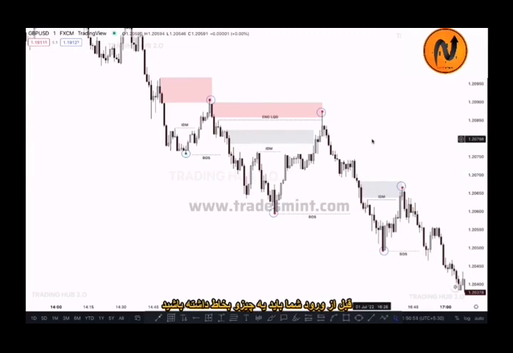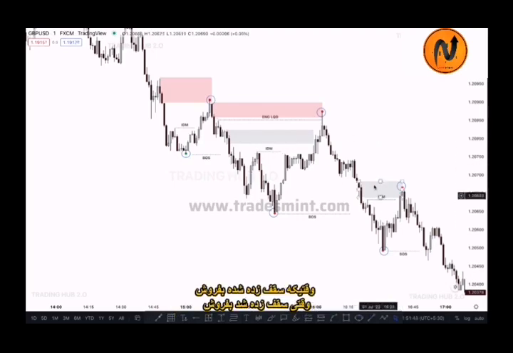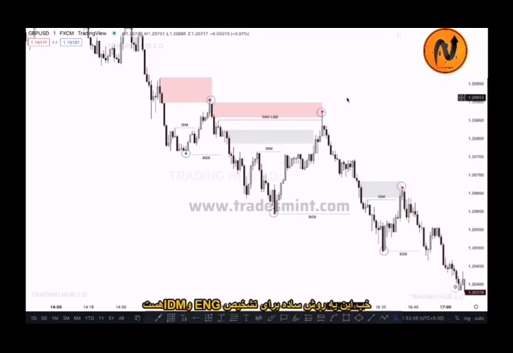Before taking an entry, you must remember one thing: sell after taking out a high, and buy after taking out a low in a bullish market. Sell when the market has taken out a high, like here: when the market takes out a high, then sell. Same thing is here. So this is a simple way to identify inducement and engineering liquidity.